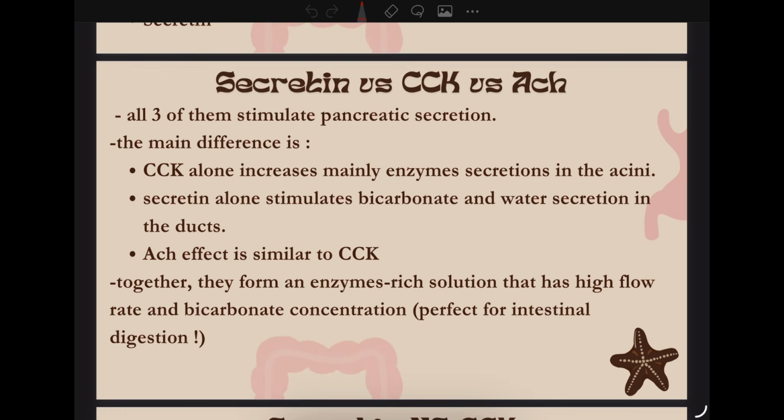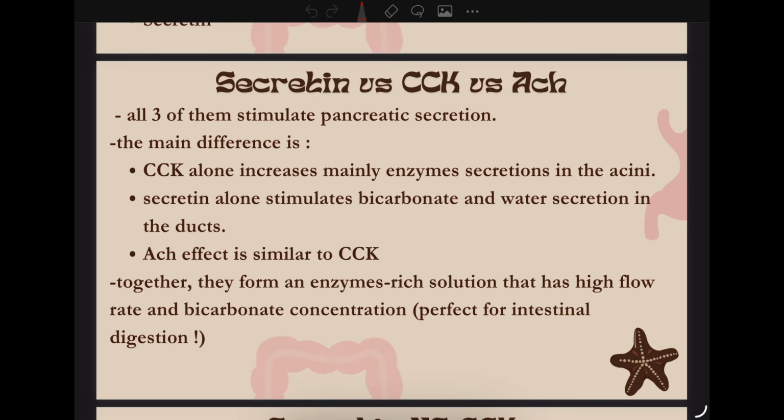Now, secretin in the ducts. Main effect is on the ducts. So it stimulates bicarbonate and water secretion in the ducts. Does that make sense? So one increases the enzymes in the acini and one increases bicarbonate in the ducts. Acetylcholine is similar to CCK. When these three work together, they form what? Enzyme-rich solution. High flow rate because of secretin. Bicarbonate concentration is elevated because of secretin. They form the perfect pancreatic juice.